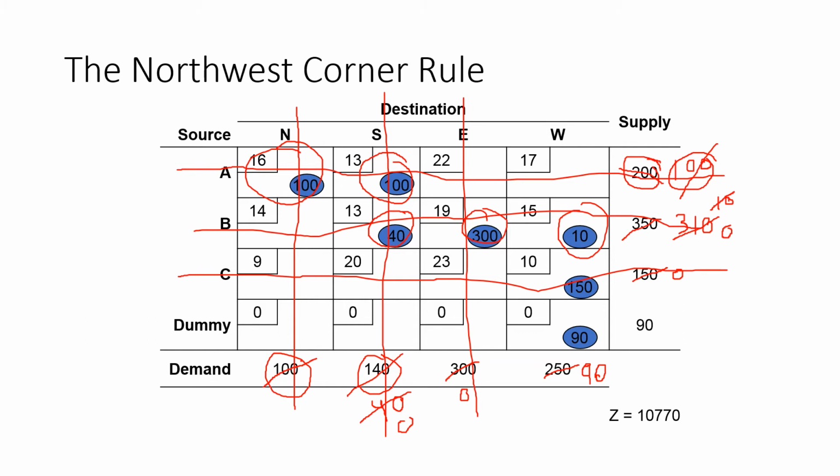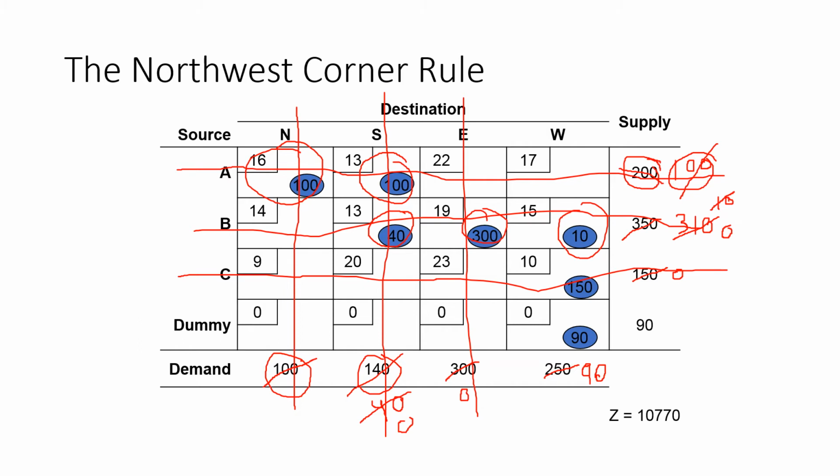This is an initial feasible solution where I allocated: ship 100 units from A to N, ship 100 units from A to S, ship 40 units from B to S, ship 300 units from B to E, ship 10 units from B to W, and ship 150 units from C to W. Obviously, the dummy doesn't mean anything here because the cost of that is 0 anyway, 90 times 0.